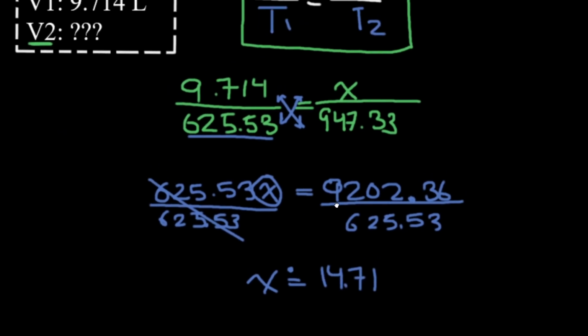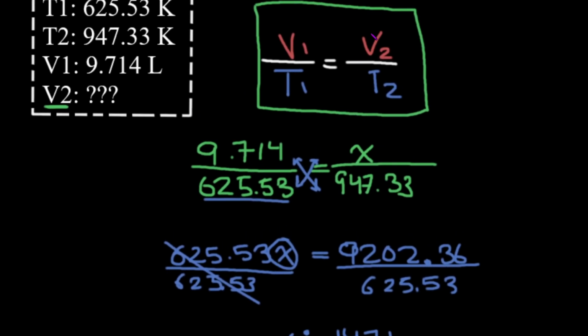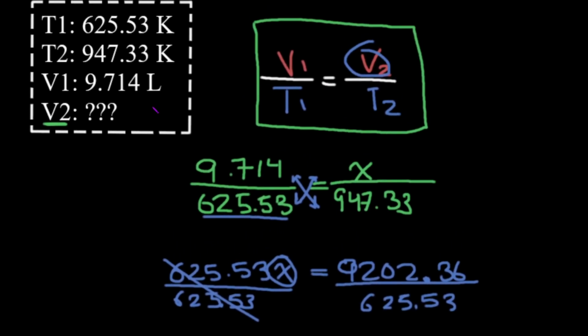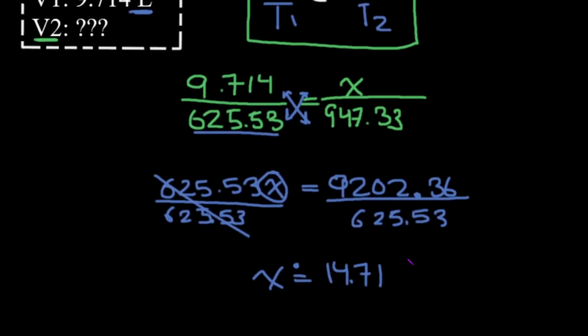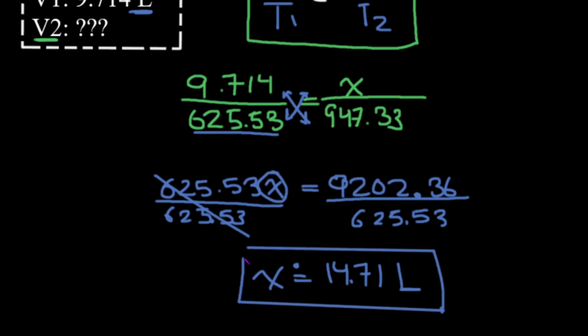14.71. As this is V2, the volume of the other substance, measured in liters, you would put this in liters also. Do not forget the measurement, as it is literally a measurement that you're looking for.